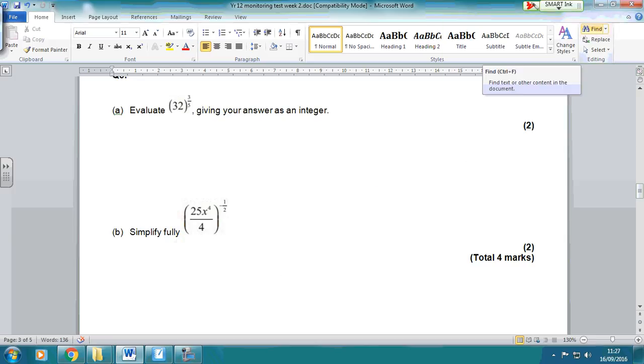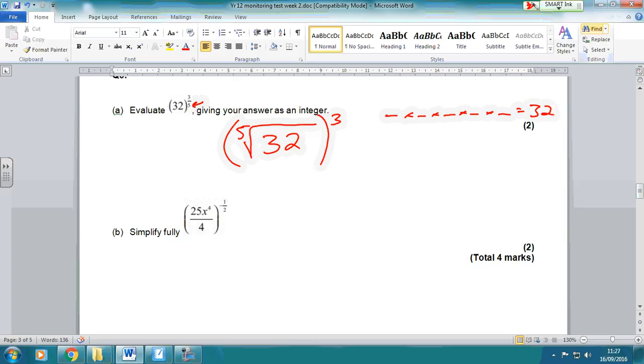So this one, we've got 32 to the power of 3/5. So the first thing I'm going to do is the bottom is the root. So we're going to do the 5th root, and then whatever that is, we're going to raise to the power of 3. Now the 5th root of 32, that means something times something times something times something times something equals 32. And that's 2. Because 2 times 2 is 4, times 2 is 8, times 2 is 16, times 2 is 32. So that's going to equal 2 cubed, which is 8. 2 times 2 is 4, times 2 is 8.